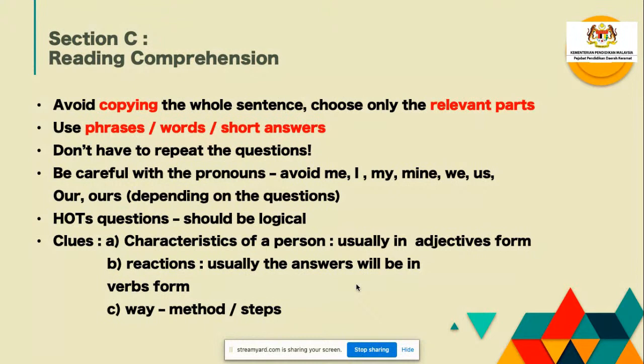And please, this is where we know whether you are giving us a mature answer or not, okay? So please give some time. Think before you start answering HOT questions.